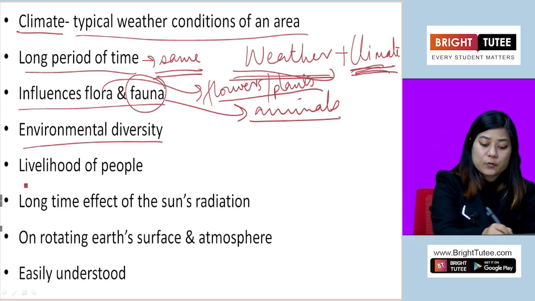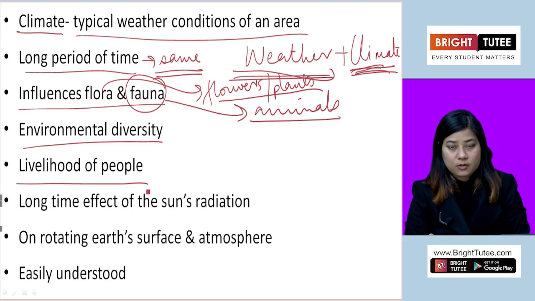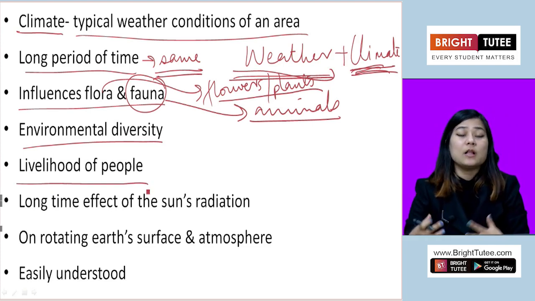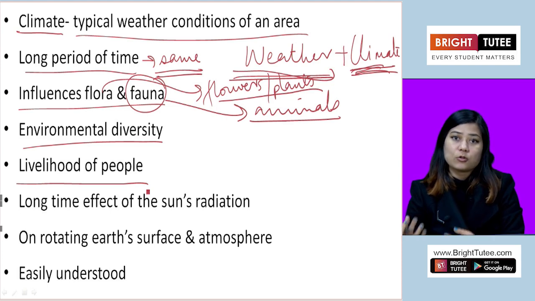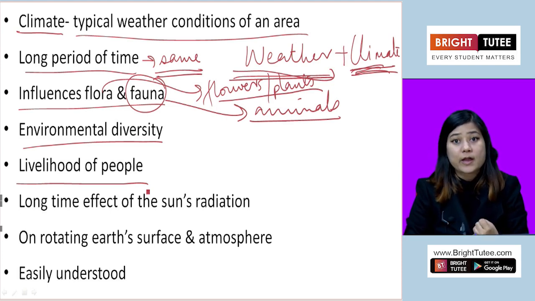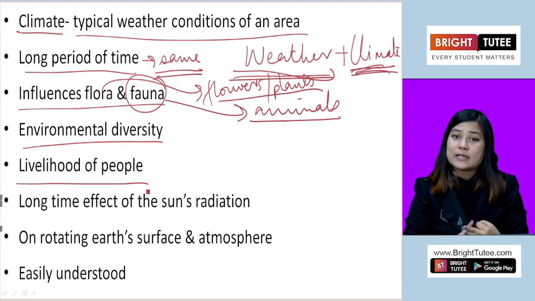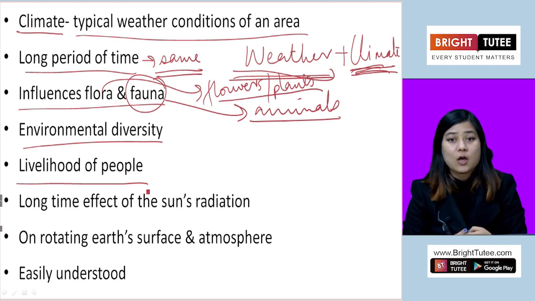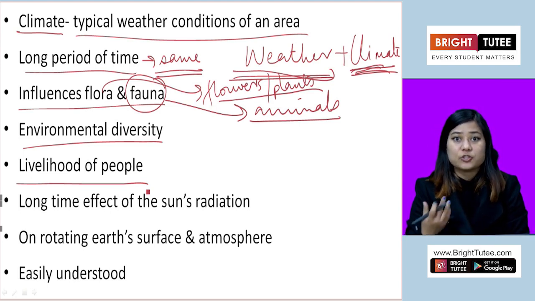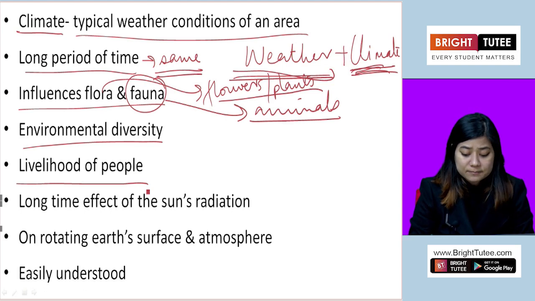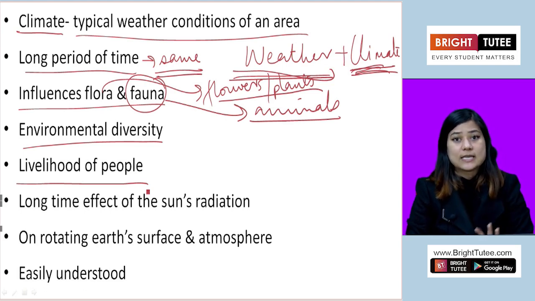It also influences the livelihood of people. According to the climate, people's life is also influenced: what they wear, what they eat, where they live, how they live, what their occupations or jobs are, etc. Okay? So this is climate.